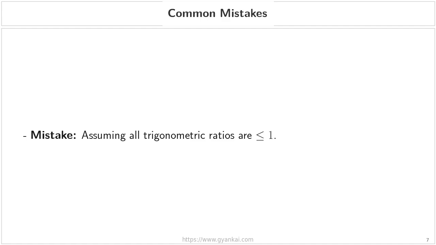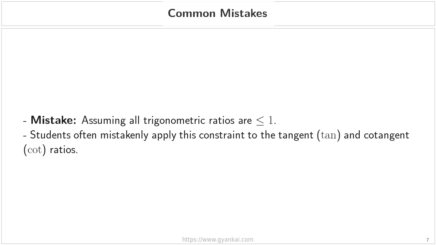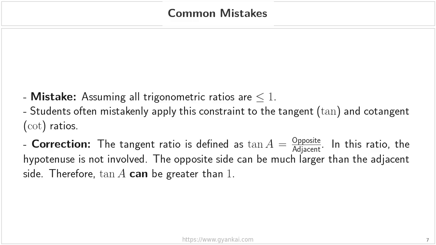Now, before we wrap up today's lesson, I want to address a very common pitfall that I see many students fall into during exams. The most frequent mistake is assuming that the constraint we just discussed, that these ratios must be less than or equal to 1, applies to all trigonometric ratios. It is very easy to mistakenly apply this same limit to the tangent and cotangent ratios. However, let's correct that misconception right now.